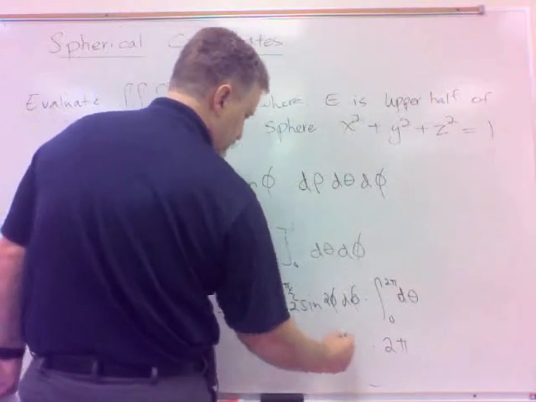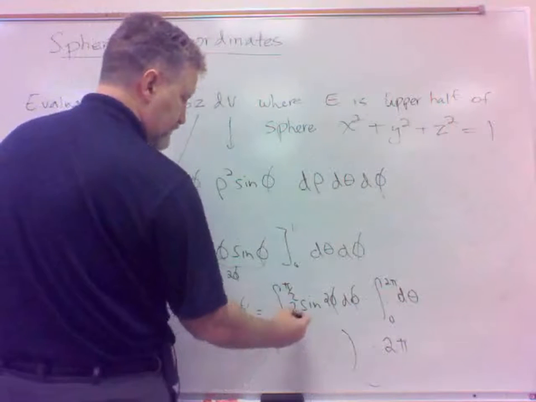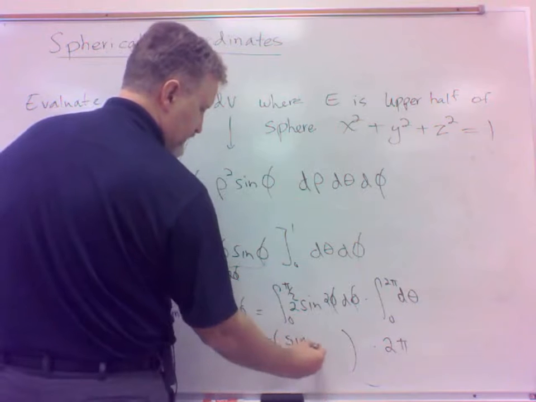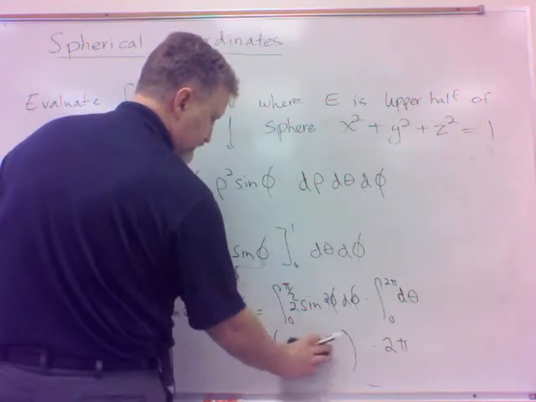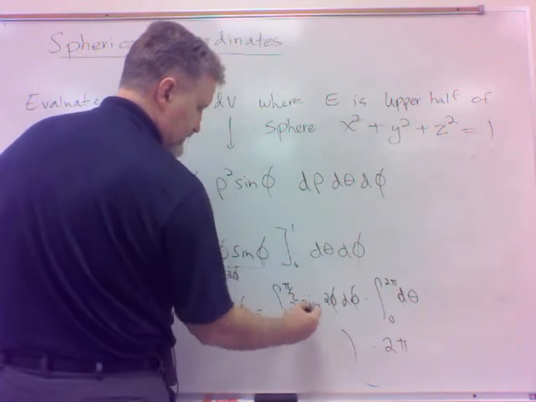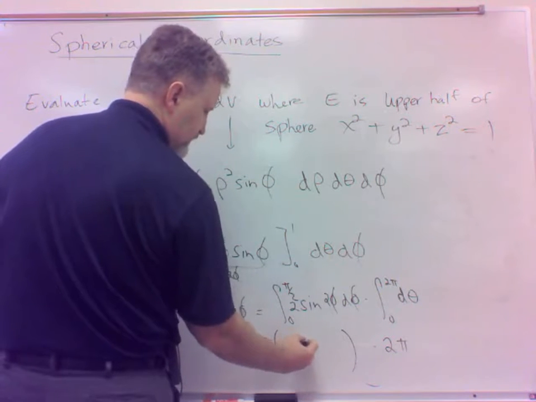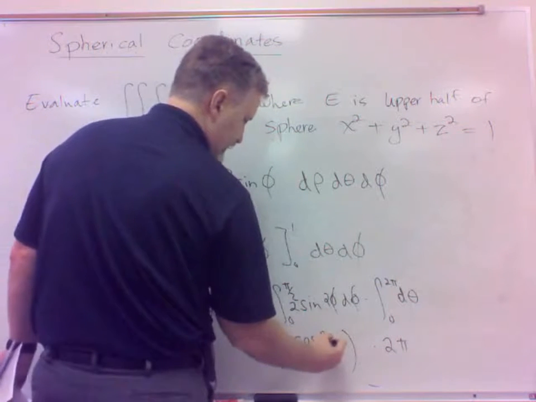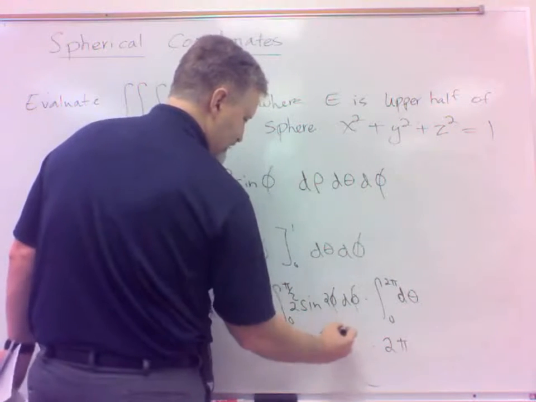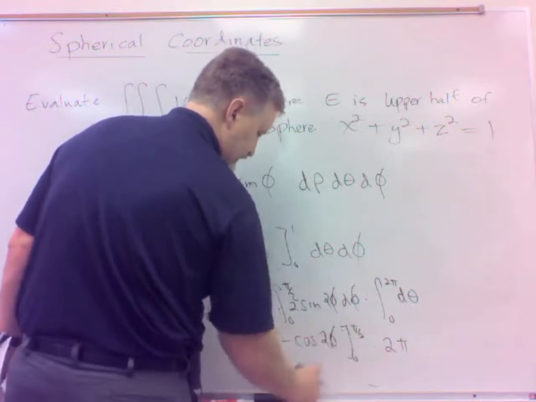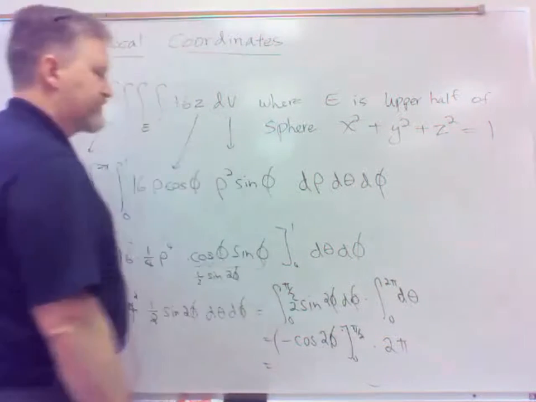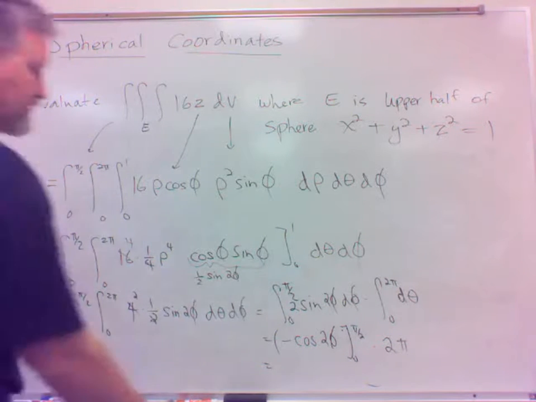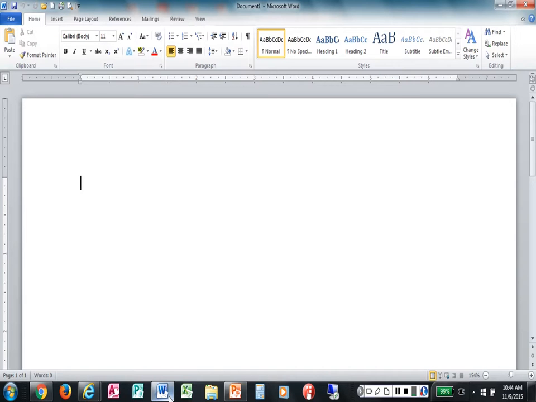For the phi integral from 0 to pi over 2, u is 2 phi, so that'd be a half, and we're just going to have sine of u. The antiderivative is negative cosine of u, and the 2's are going to cancel because you have a factor of a half. So we're going to do negative cosine of 2 phi from 0 to pi over 2, which makes it, let's see, the cosine of pi over 2 is 0, minus cosine of 0 is negative 1.